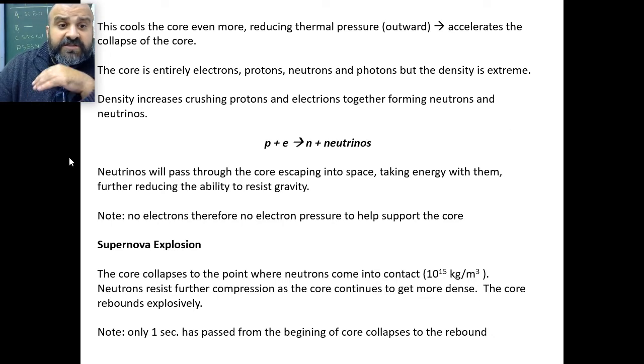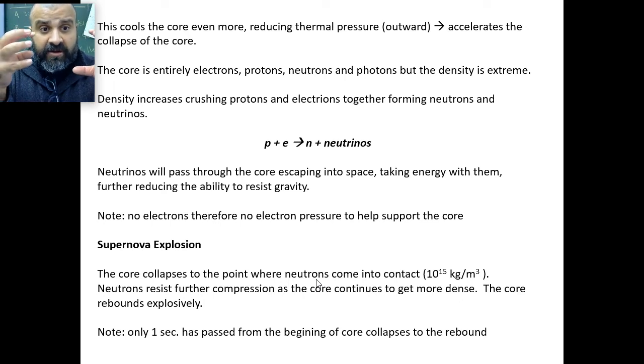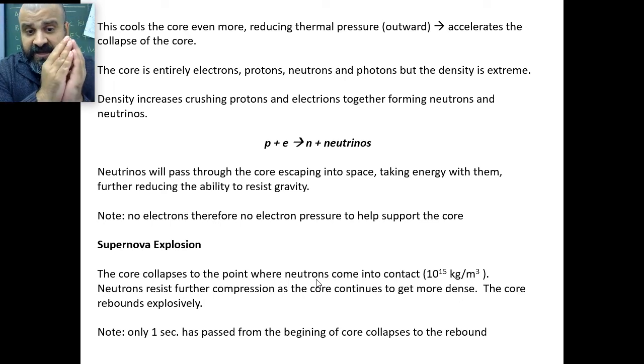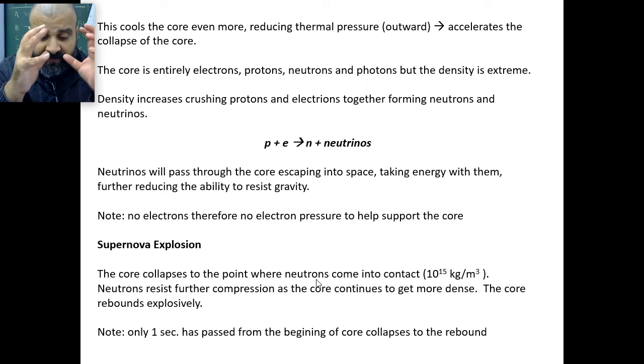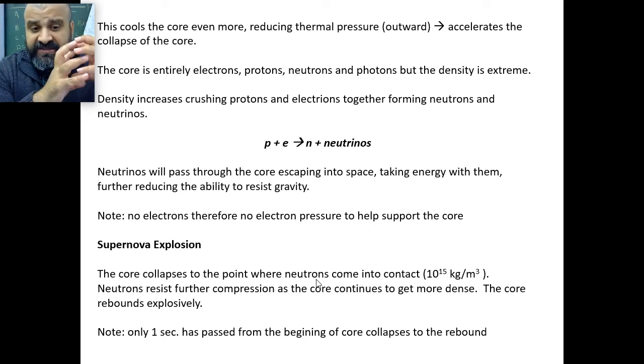So this leads to the supernova explosion. The core collapses to the point where all that's left are neutrons. The neutrons, that matter, all come into contact with each other. But we can't compress it any further. We've compressed it as much as it can be.